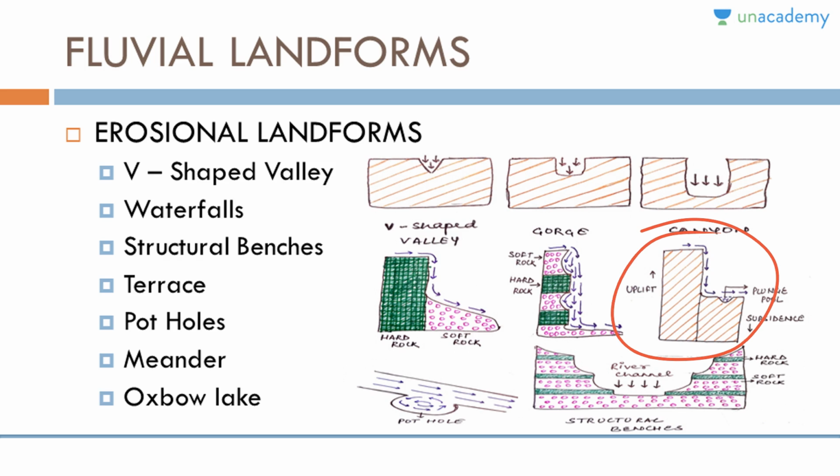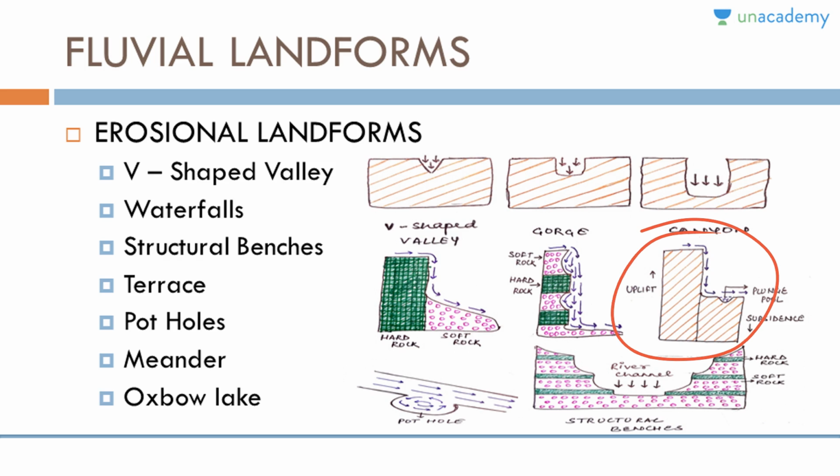When waterfalls are small, then it is known as rapids, and when rapids are arranged in a series, they are called cascade. Water, when it falls from waterfall, sometimes creates a depression which is known as plunge pool.